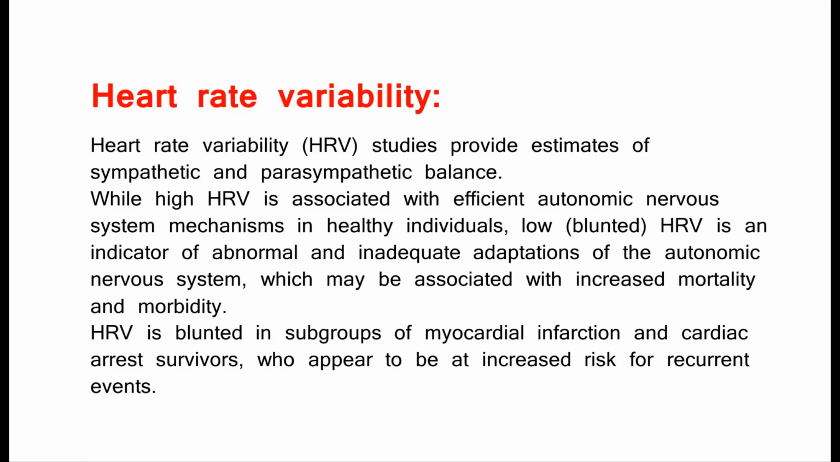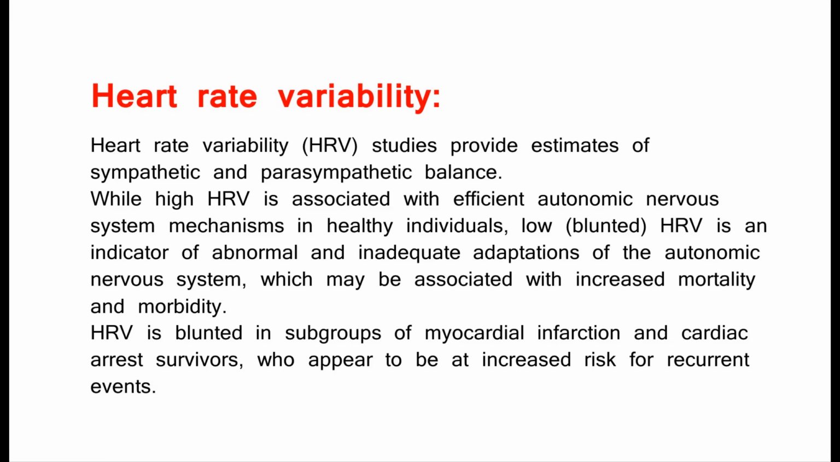Heart rate variability. Heart rate variability, HRV, studies provide estimates of sympathetic and parasympathetic balance. While high HRV is associated with efficient autonomic nervous system mechanisms in healthy individuals, low, blunted, HRV is an indicator of abnormal and inadequate adaptations of the autonomic nervous system, which may be associated with increased mortality and morbidity.